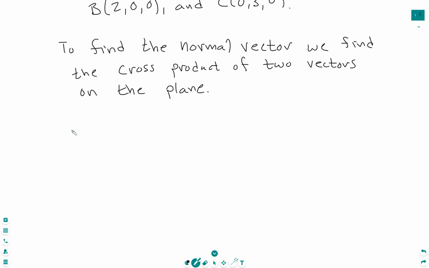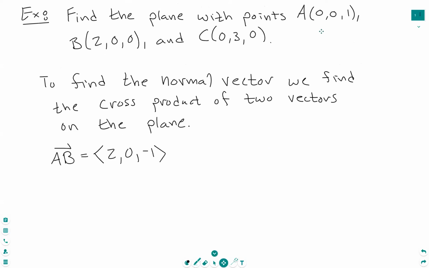So let's go ahead and find two good candidates. Going from point A to point B will give me the vector 2, 0, -1. Because I start at A, so I end up at B, so 2, 0, 0, and I'm subtracting the vector that points to A, 0, 0, 1. So I get 2, 0, -1 here.